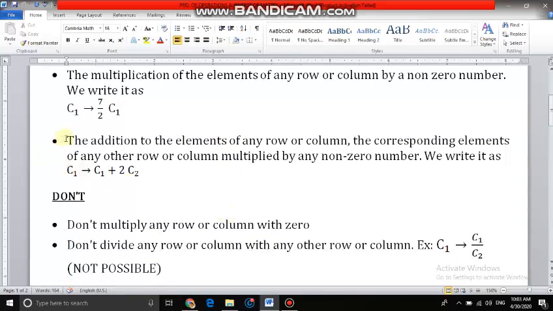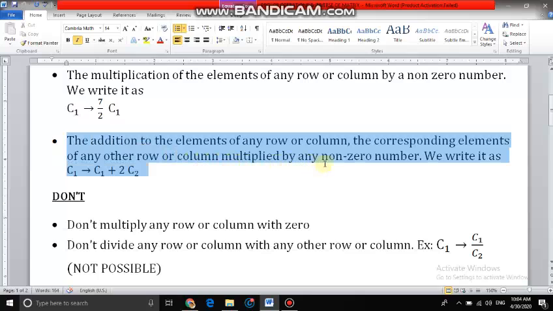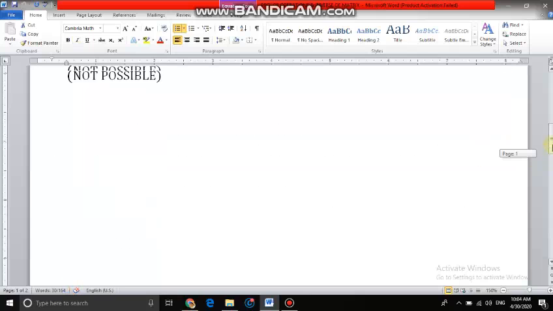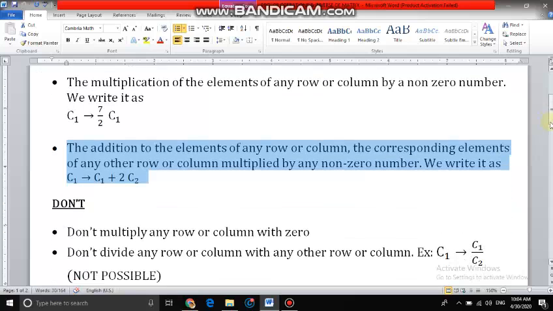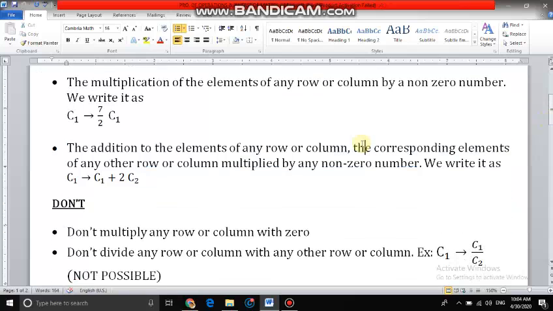And the third one is like this: C1 tends to C1 plus 2 times C2, or C3 tends to 3 times C2 minus 4 times C1, or something like that. It is the addition to the elements of any row or column of the corresponding elements of any other row or column multiplied by any non-zero number. The example is given there to explain how this works. So only this type of operation you can use for row operations or column operations.